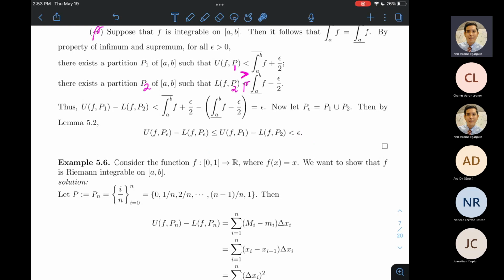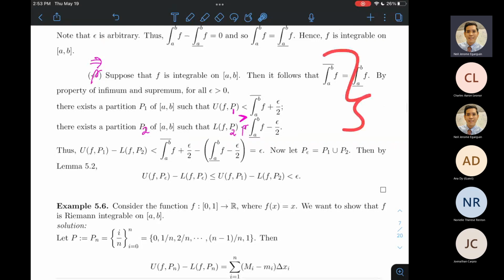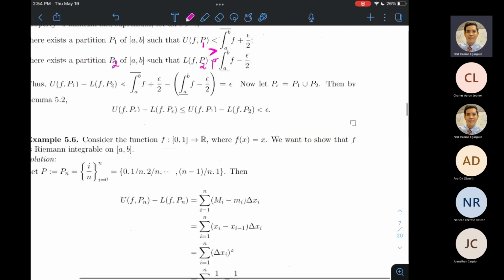Kasi pag binigyan ka ng epsilon greater than 0, ang gagamitin kong partition ay si P epsilon, which was obtained using these quantities that we already know to exist. And that ends the proof. Kasi construction lang naman nung partition P that satisfies the epsilon inequality yung kailangan para sa theorem 5.1.